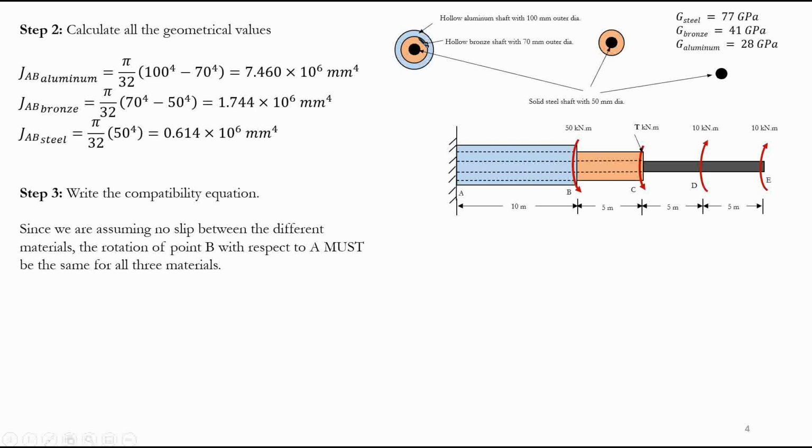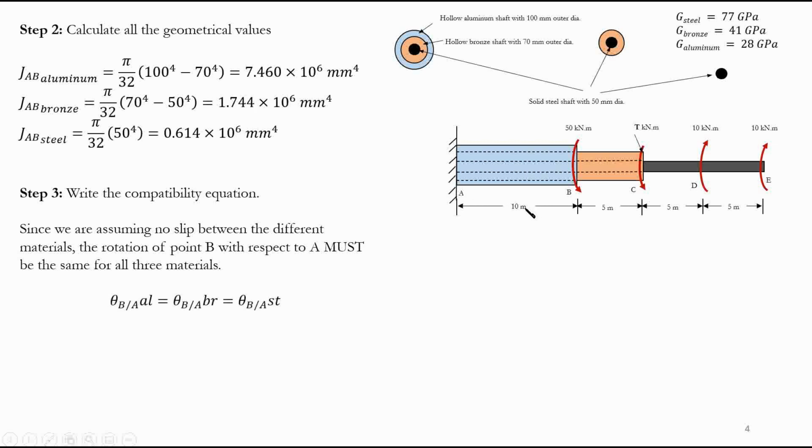It means that, for example, if you consider an arbitrary point, like here, for the aluminum part, it moved here. For bronze, for example, it moved here. What does it mean? It means they are slipping. That's against my assumption, right? So here, that's the reason. So rotation of B with respect to A for aluminum, bronze, and steel are equal.